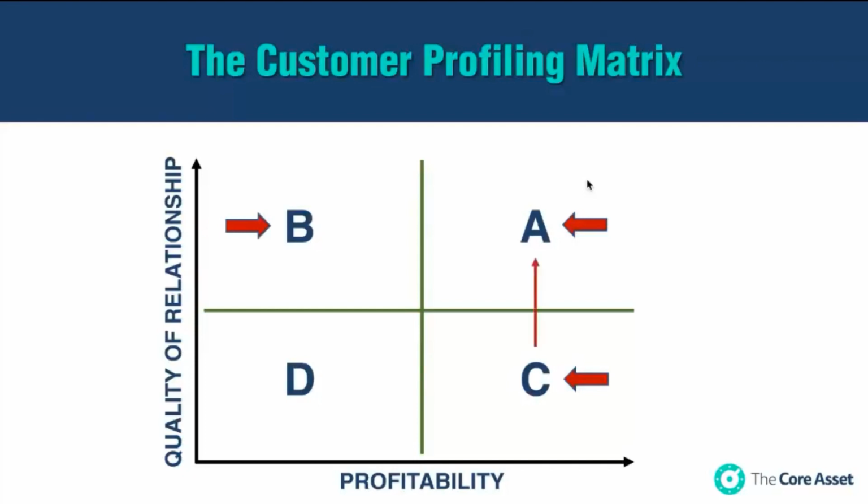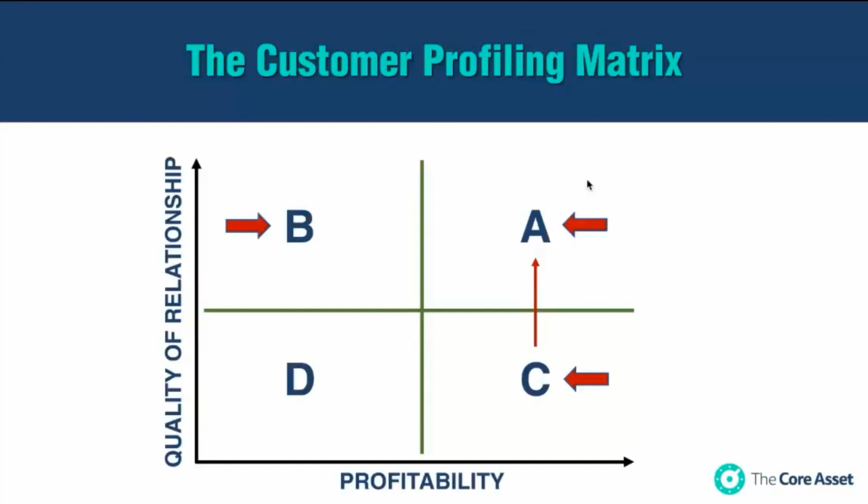Now, there's two things we can do with C clients. You definitely don't want them in your business, okay? Because, as I said, the quality of the relationship is poor, but also it means that staff don't like dealing with them. You know, they hate dealing with them, and you hate dealing with them. So they just have a massive negative energy around them. So there's two things you can do.